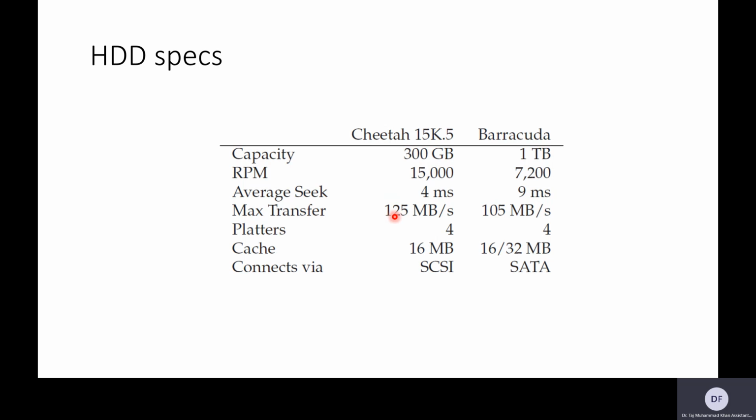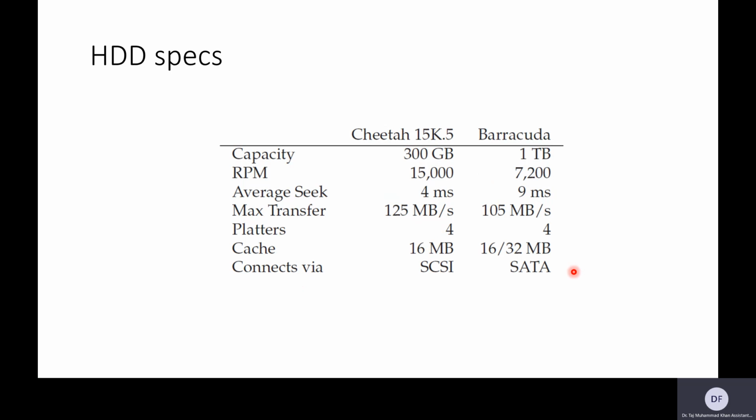It also gives you the max transfer rate. The max transfer rate for this one is 125 megabytes per second, and for this one it is 105 megabytes per second. Max transfer rate tells you that once the head is in position after rotation and seek and the transfer starts, at which speed data can be sent to or received from the hard disk. It also gives information about the number of platters, the size of the cache on both hard disks, and the type of connector.